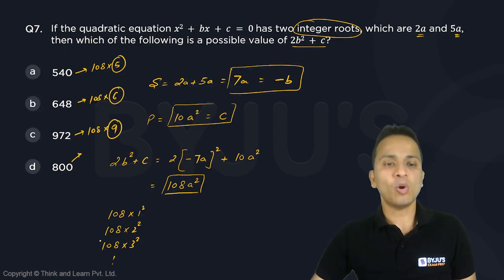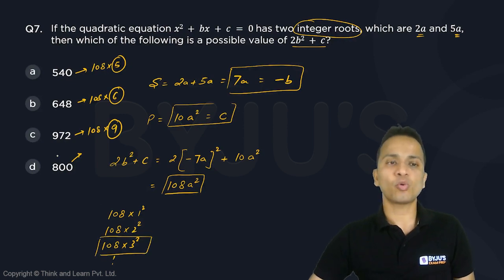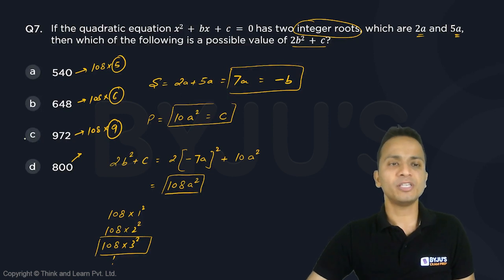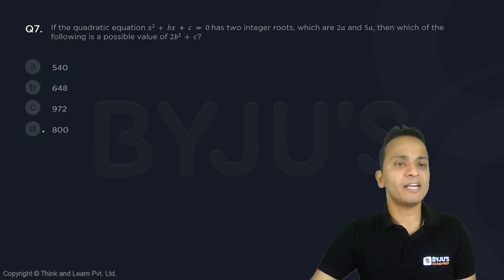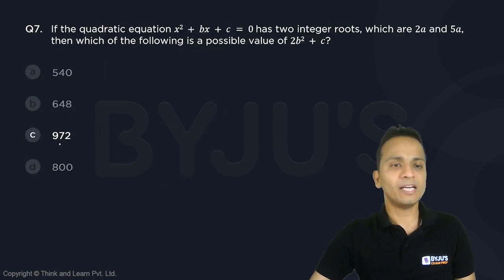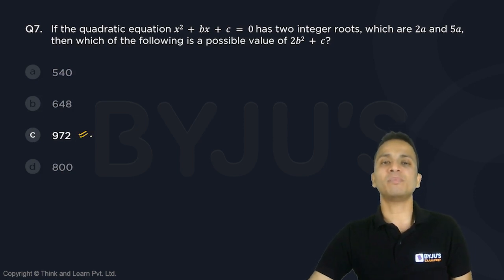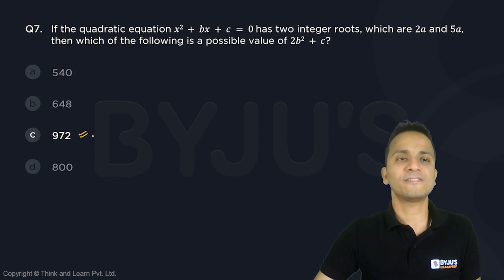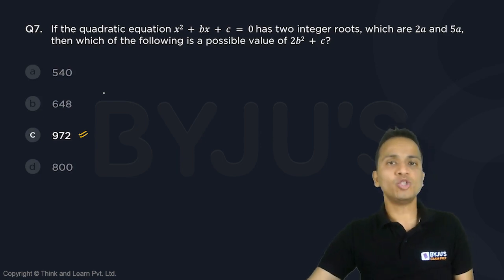So 108 multiplied by 3 square will give you one of the possible values of this expression, and that is 972. So 972 is the possible value of 2b square plus c, and hence the correct answer for this question. Let's move on to the next question.